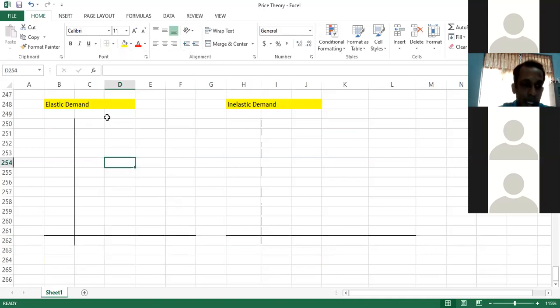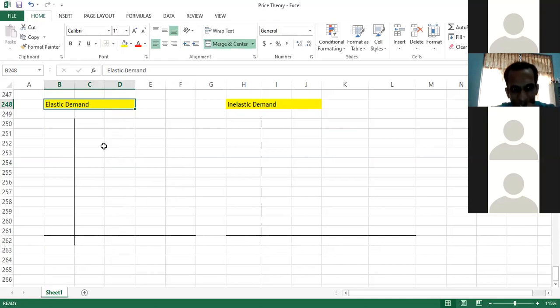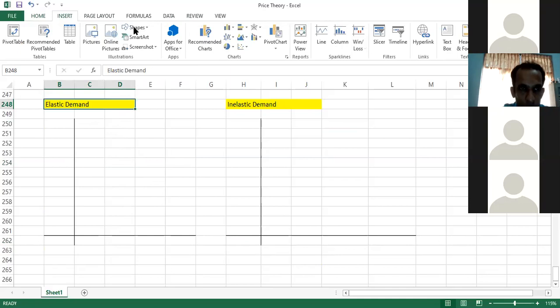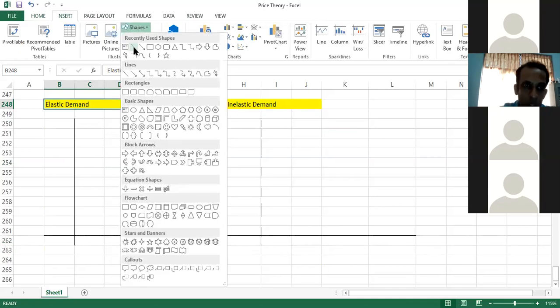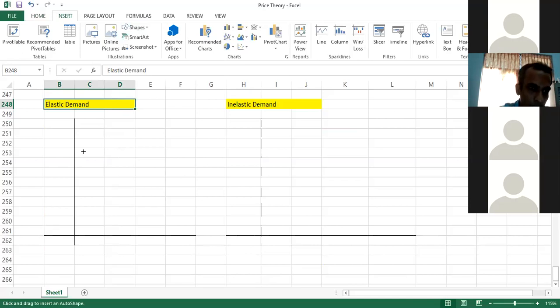If the demand is elastic, what do you think, if we draw the demand curve for a product with elastic demand, will the demand curve have a high slope or low slope? Low slope. Sorry, low slope. Definitely the slope of the demand curve will be very low. So a very low slope will be there.